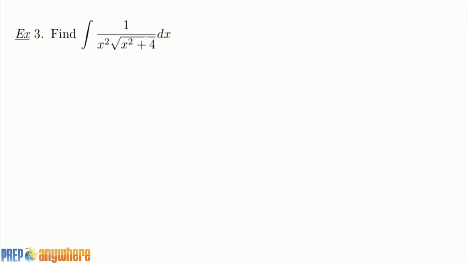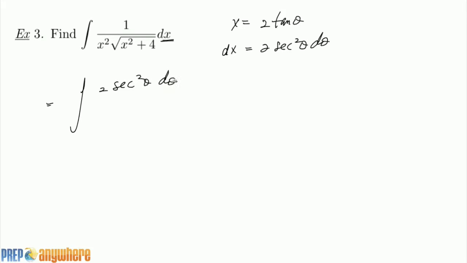Again, we have a square root, and this one is a square with a plus, so x has to be not tangent of theta, but 2. Good. Okay, so let's replace everything in terms of theta. So the dx becomes, I'll put the dx on top, 2 secant squared theta d theta.